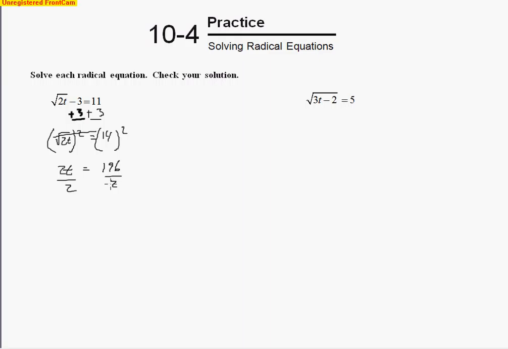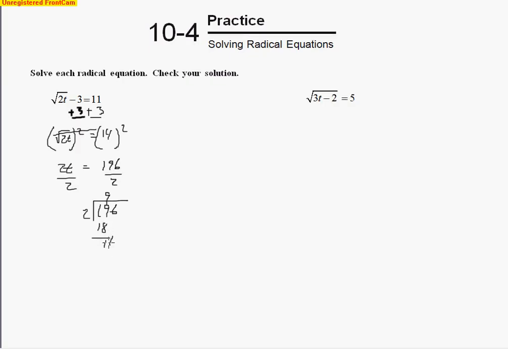So half of 19 is going to end up being 9. 2 goes into 19 nine times with 1 left over, and goes into 16 8 times. So that tells me t equals 98. So I want to check that solution, see if it's right. So what I'm going to do is take that 98, substitute it back in for t, and see if it works out.